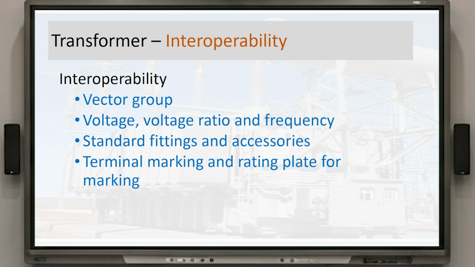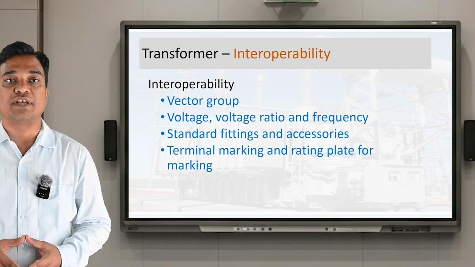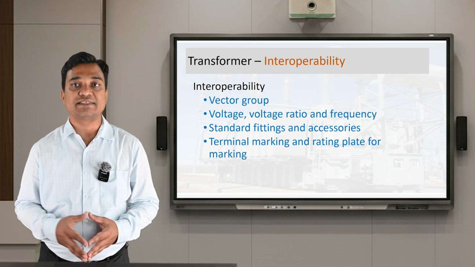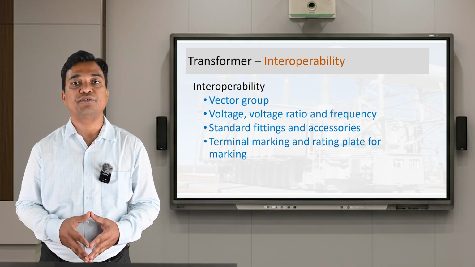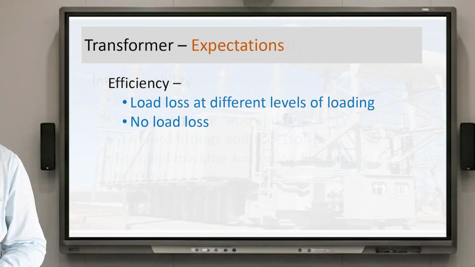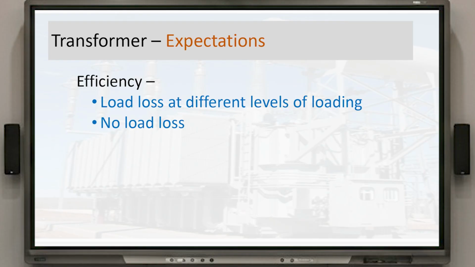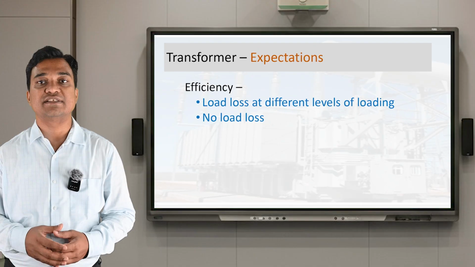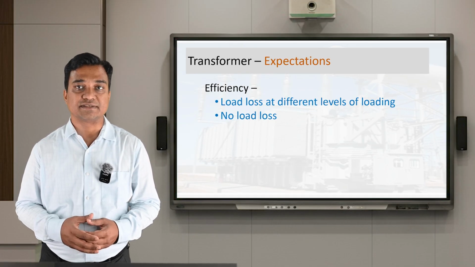facilitate interoperability of transformers. Transformers should have minimum operational losses as they are under continuous operation 24/7 365 days. Therefore, load losses at different levels of loading as well as no load losses are important considerations from a user's perspective. How do Indian standards address these user expectations?